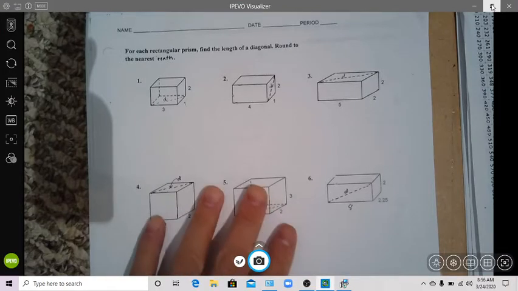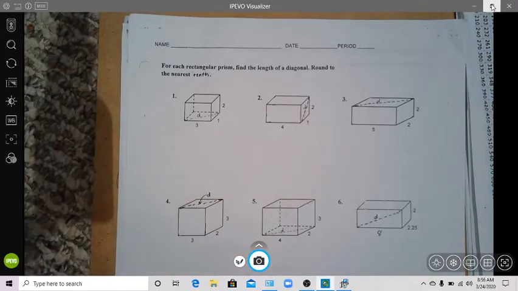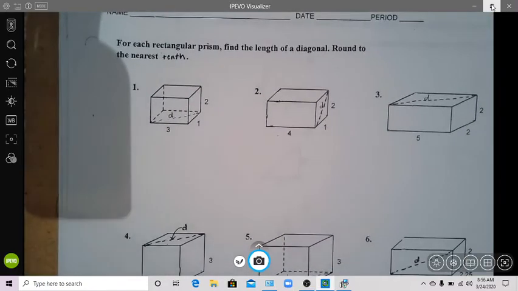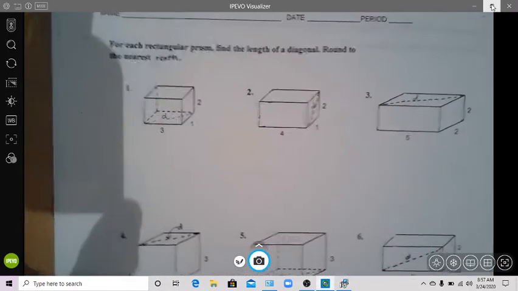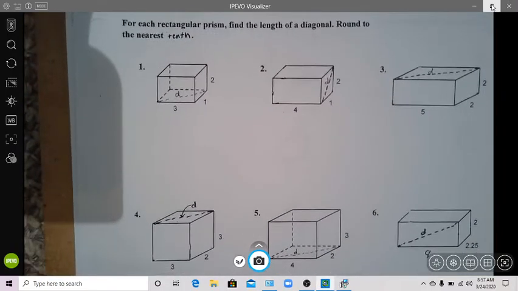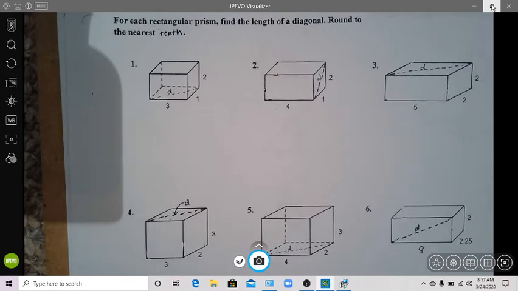Okay, so on this sheet, here's what you're doing. You're using the Pythagorean theorem, just like we've been doing, okay? But it's in a three-dimensional object. The key on this is to figure out which side you don't need for a triangle, which has to include the side that they want you to find.